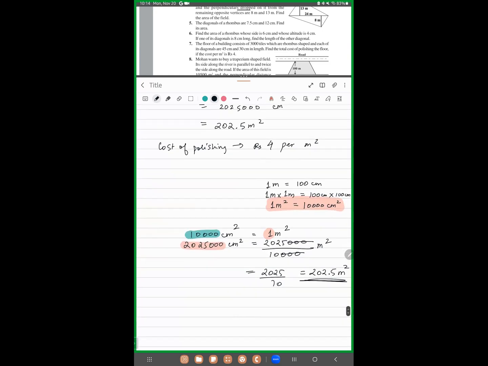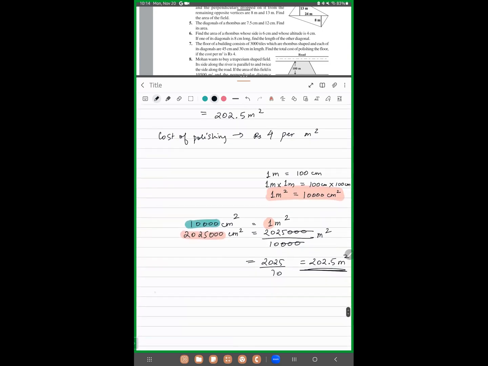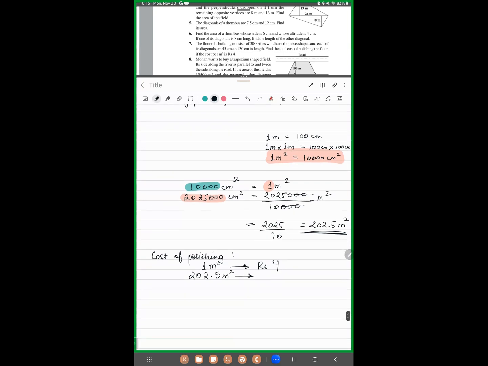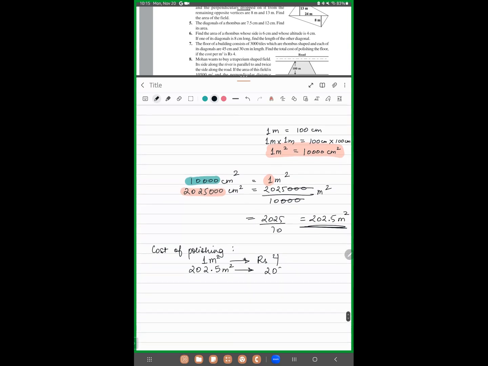Now we can easily calculate the cost of polishing. Cost of polishing is, again, for 1 meter square, rupees 4. So for 202.5 meters square, it will be how much? 202.5 multiplied by 4.